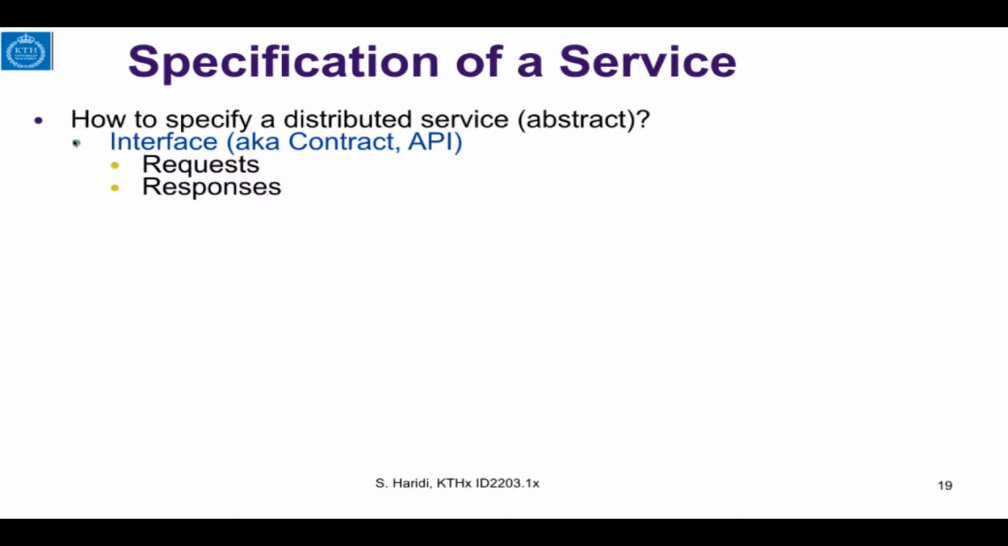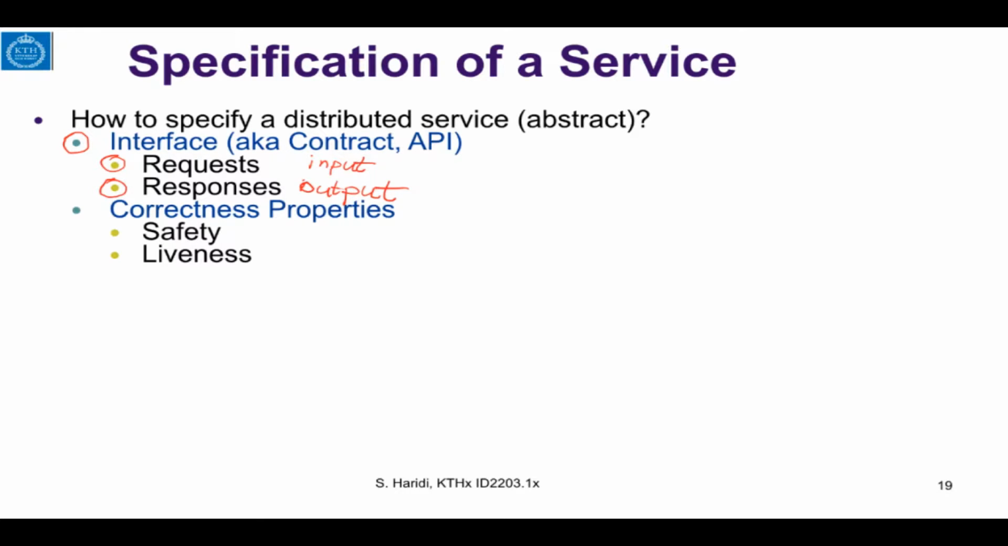To specify a service, we have to specify the interface of the service. These are the request events, and we need to specify the responses. And the responses are what we call indication events. So these are input events of a component, and these are output events of a component.